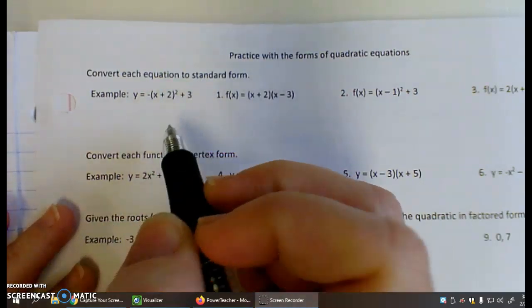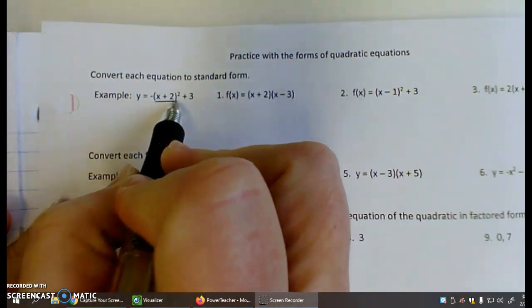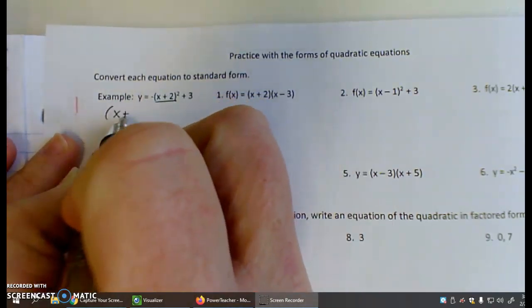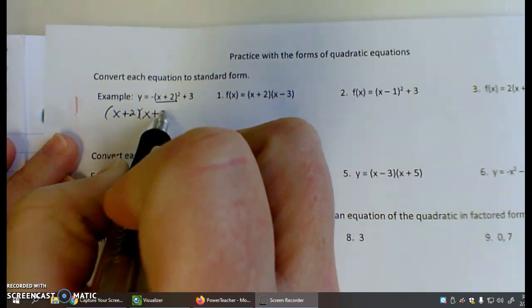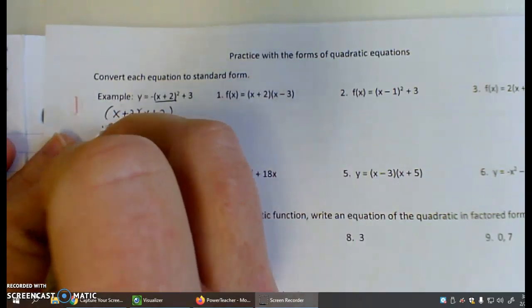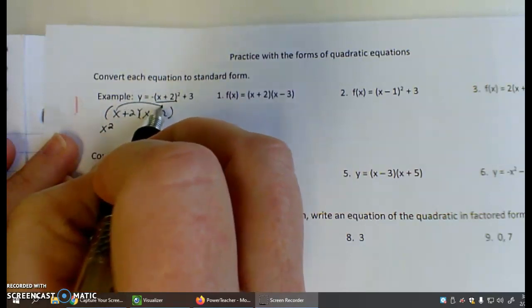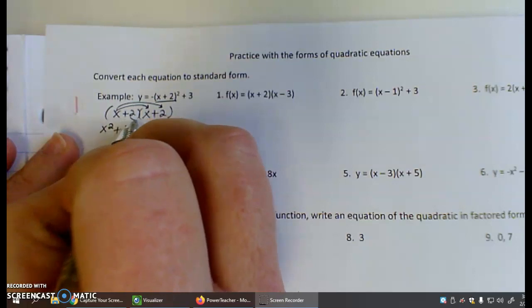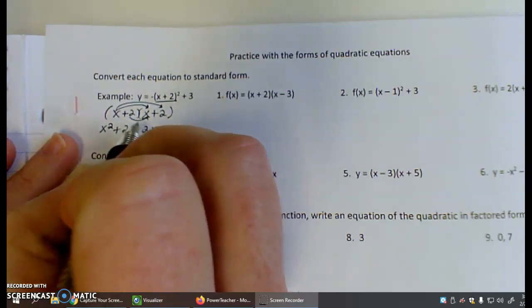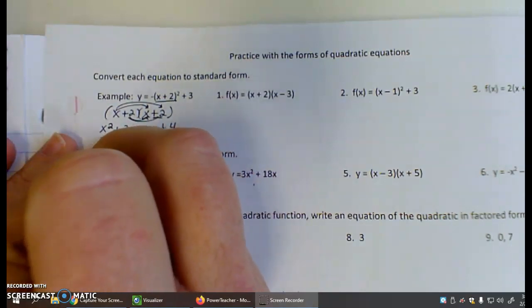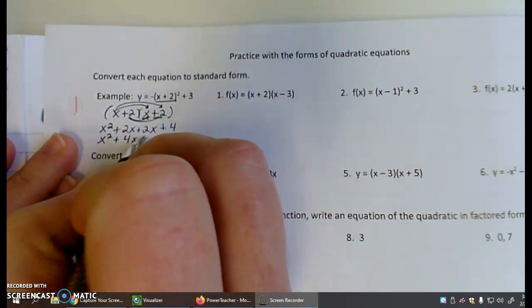Standard form is ax squared plus bx plus c. So here, x plus 2 squared, we're going to write it side by side, and we're going to multiply it out. X times x is x squared. X times 2 is 2x. 2 times x is 2x. 2 times 2 is 4. Go ahead and combine that, x squared plus 4x plus 4.